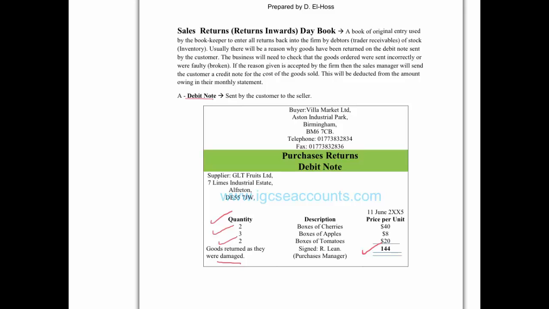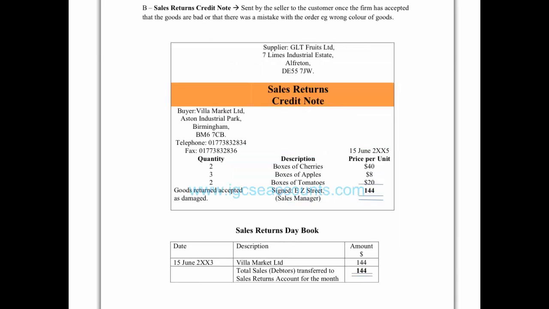As a business, we would need to check that the reason that they are sending those goods back to us is actually correct, and if we accept that we're going to give them a refund, then we would send them a credit note. The credit note we can see here clearly outlines that we have accepted that we are going to refund $40 for the 2 boxes of cherries, $8 per unit for the boxes of apples, and $20 per unit for the boxes of tomatoes, and in total we are going to refund $144.